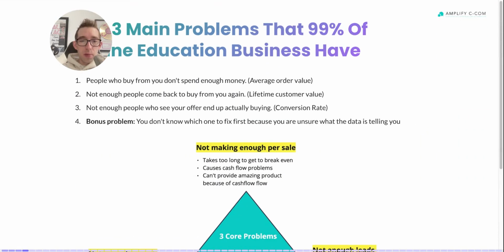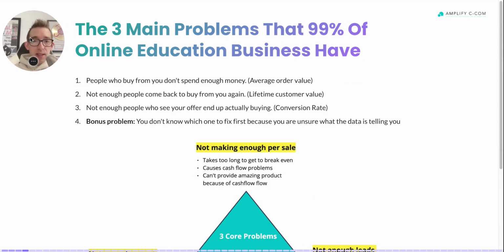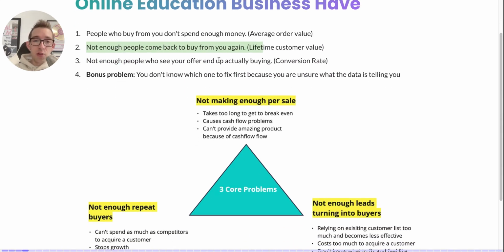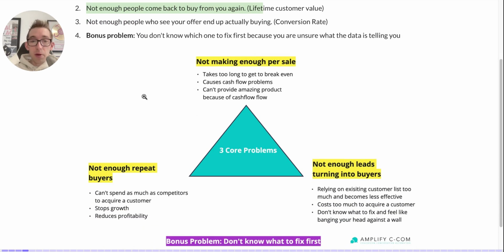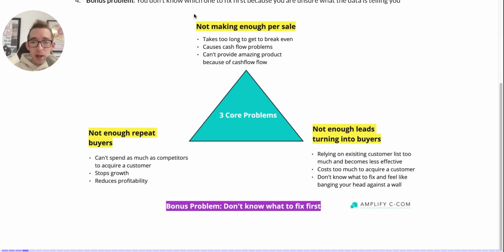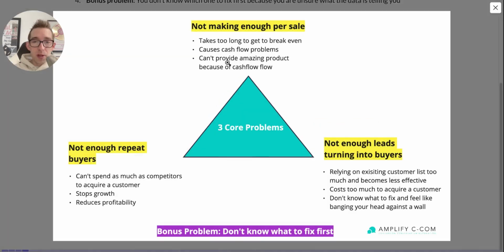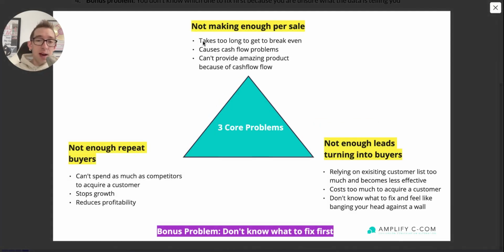So I'm going to show you how we do all of that in here, and I'm going to show you why that's so important. So firstly, there's three main problems that 99% of online education businesses have right now. Firstly, people don't spend enough money with you, average order value. There's not enough people coming back to buy from you over and over again, lifetime customer value, and there's not enough people who see your offer and end up actually buying, conversion rates, right? And then the bonus problem, you don't know which one to fix first because you're unsure what the data is telling you.